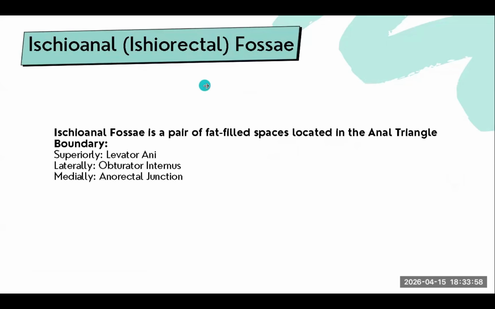Let's talk about the ischial-anal or the ischiorectal fossa. The ischial-anal fossa is a pair of fat-filled spaces located in the anal triangle. And the boundaries of the ischial-anal fossa, again, boundaries of the ischial-anal, not boundaries of the anal triangle. Anal triangle boundaries are not that important, okay? The boundaries of the ischial-anal fossa are superiorly, you have the levator ani, laterally, you have the obturator internus, and medially, you have the anal rectal junction.